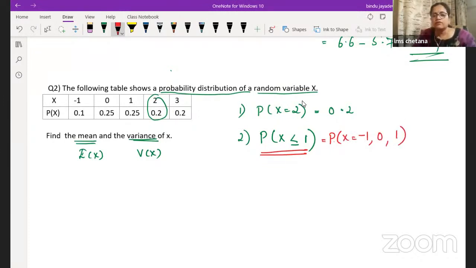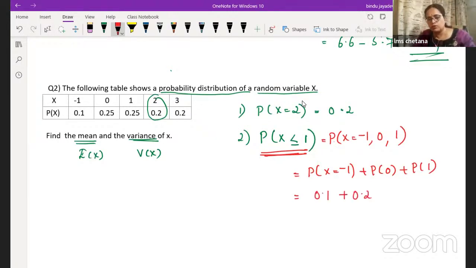Therefore this answer is equal to the probability of x equal to -1 plus the probability of 0 plus the probability of 1. That means the answer comes this way: p of -1, which is 0.1, plus p of 0, 0.25, plus p of 1, 0.25. Therefore 0.5 plus 0.1, the answer is equal to 0.6. This way they can ask the sub question.